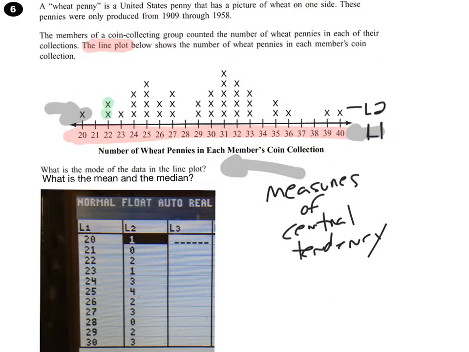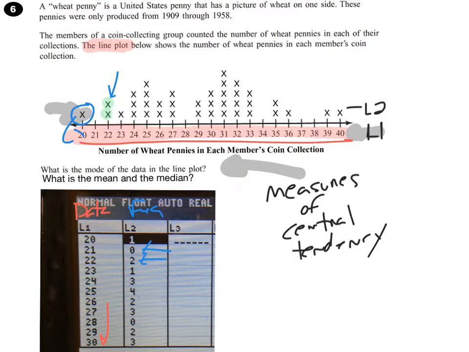So here's what my calculator looks like. In list 1, I have the data. So I entered in the numbers 20 all the way through 40. So you only see up to 30 here, but it continues. And then in list 2, I have the frequencies. So I put 1 for 20. I put a 0 for 21. I put a 2 for 22. And I continue this throughout.